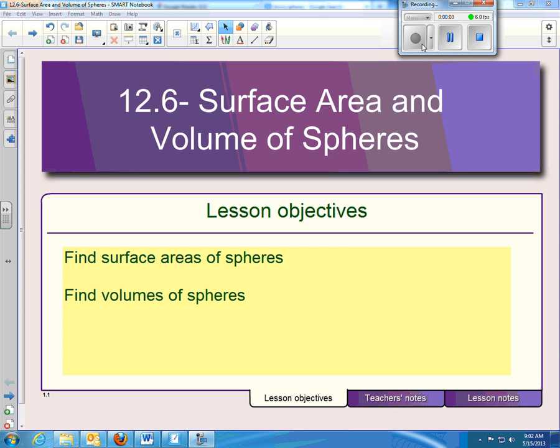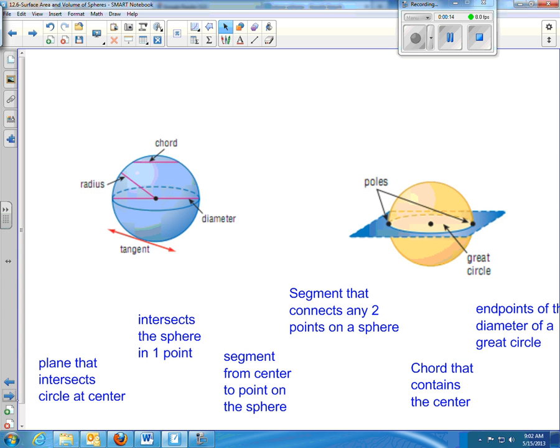Hey there, class. Today we're going to do section 6 of chapter 12, which is surface areas and volumes of spheres. So obviously, we're going to find surface areas and find volumes of spheres. We're also going to throw hemispheres in there. But first, we have a few vocab words we need to talk about.